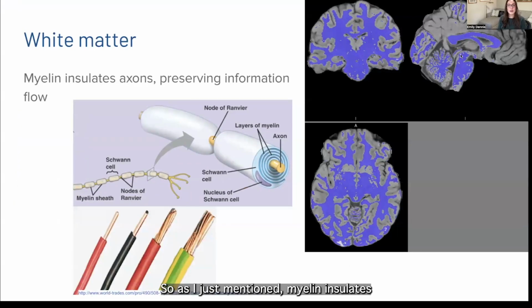So as I just mentioned, myelin insulates axons, and this preserves information flow. Just like in electrical wiring in a house, you insulate the wires, one, for safety, but two, so that the signal is able to transmit with minimal signal loss. The exact same thing goes on in the brain. And here, this is just an image of my brain actually, where all of the white matter is in blue, the gray matter is in gray, of course, but just to show how it really forms the core of the brain and it connects all of these different brain regions.